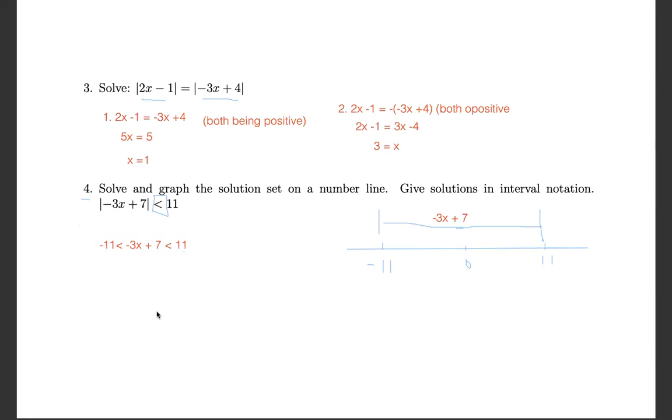That means this. So we just solve. We subtract 7 on all 3 sides. Negative 11 minus 7 is negative 18, less than negative 3x. Now less than 11, subtract 7, that's positive 4. Now we want to divide by 3. Negative 18 divided by 3 is negative 6, less than, oh, now we have to switch the sign because we're dividing by a negative number.